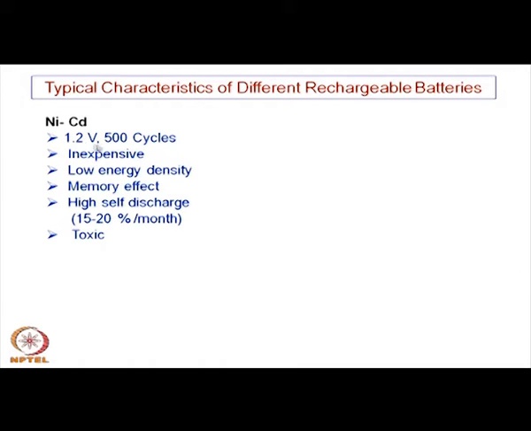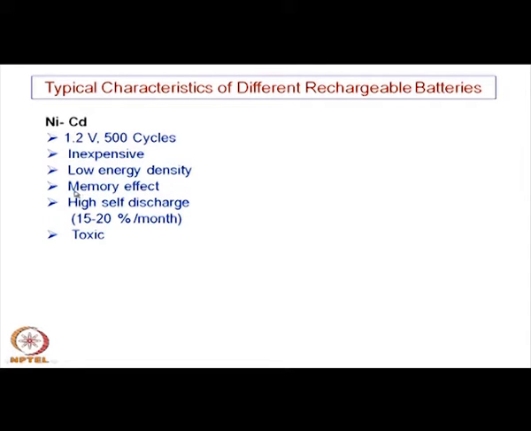Graphite is inexpensive and stable. For six carbon atoms, there will be only one lithium atom; that's the maximum amount one can introduce in this structure. Nickel cadmium is 1.2 volts and about 500 cycles. Lithium is costlier than lead acid batteries, but less costly than the other two. So that is the solid cathode material that we have already discussed. Sorry, the anode material.